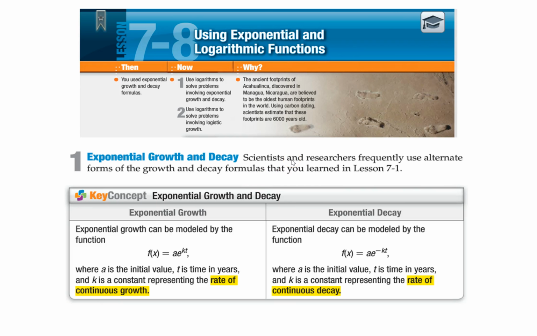7.8 Using exponential and logarithm functions. In this lesson, it's all about solving application problems using logs and exponential functions. So let's get into it.